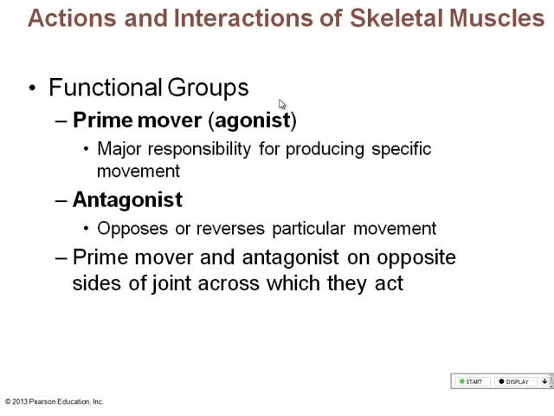So there are different groups of muscles, different players in any movement, when we talk about functional muscle groups. The prime mover for this movement is which muscle? The agonist, not antagonist. They're kind of close, so don't put the T in there, because that's the other one. The agonist is the one responsible for producing the specific movement. In this movement, who's responsible? The biceps brachii.